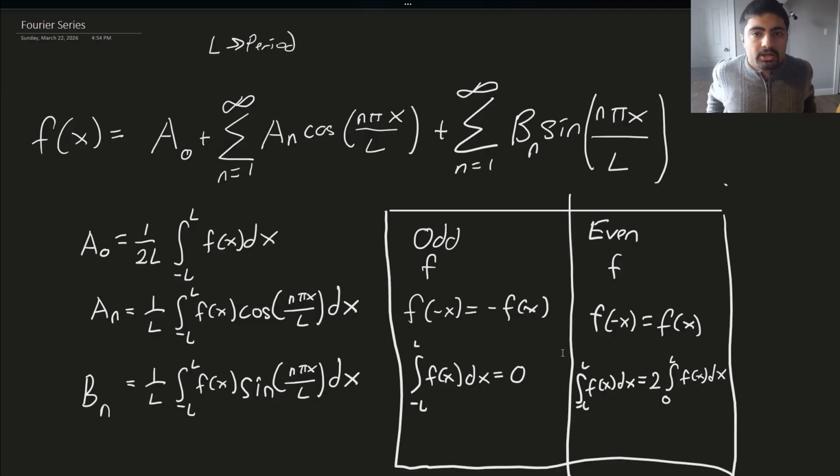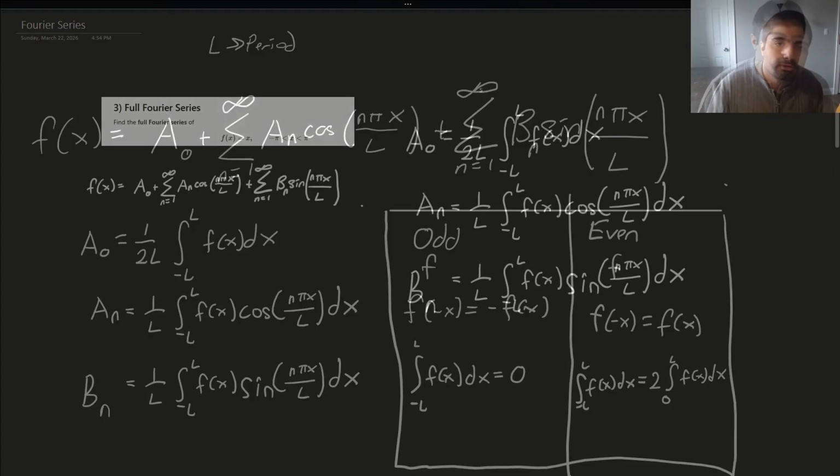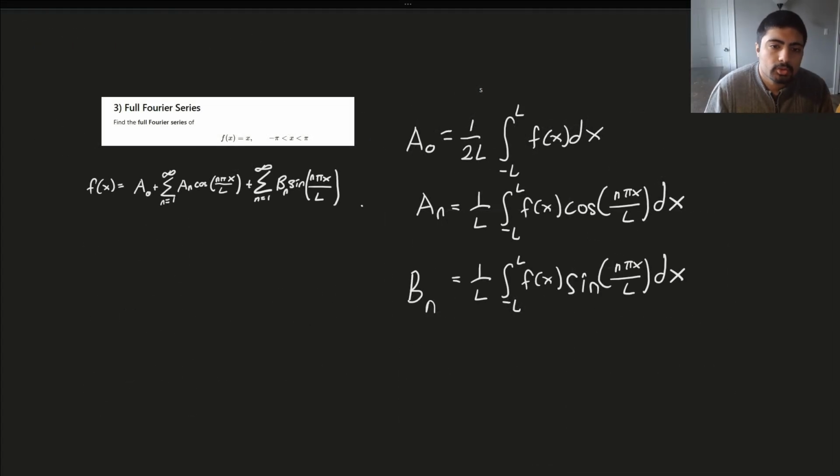So now we will be covering some problems on Fourier series to understand how we can define functions as Fourier series. Now let's work on this problem. We are asked to find the full Fourier series of f of x equals x in the interval negative pi to pi. The first thing we want to note is that L is going to be equal to pi because our period is going to be equal to pi.